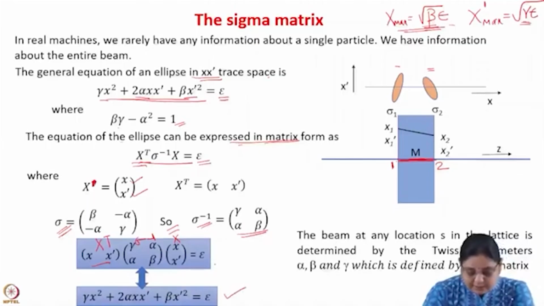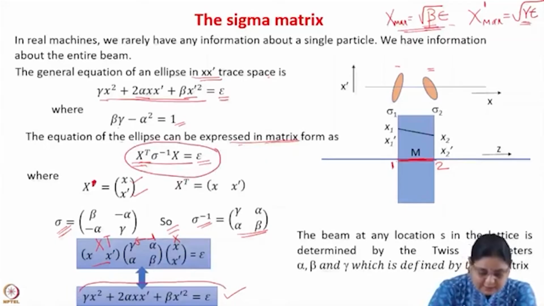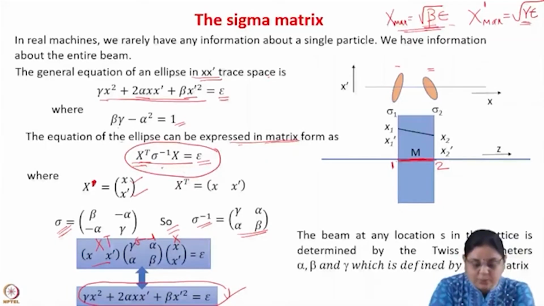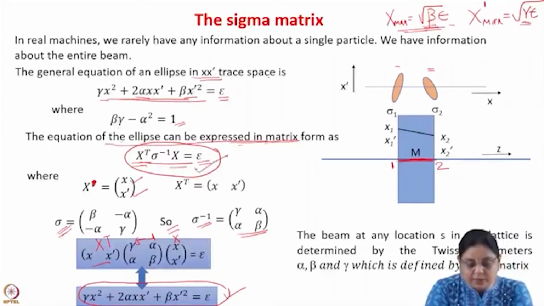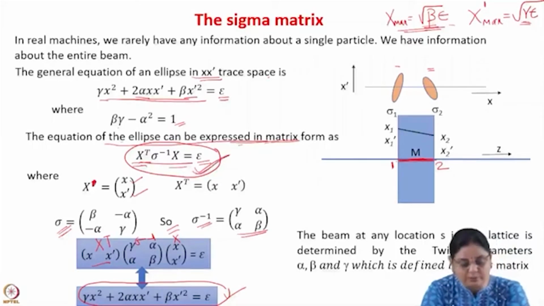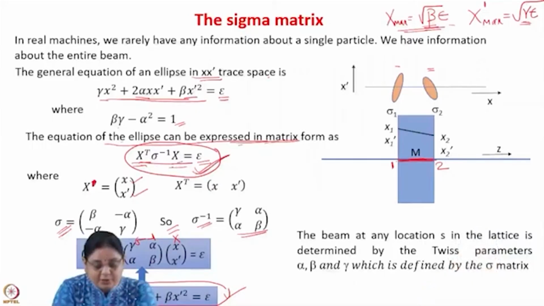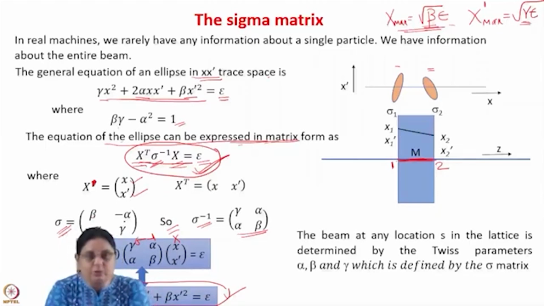So hence these two expressions are identical. The equation of the ellipse can be expressed in the matrix form as this equation, where x is the position coordinate, and sigma is the sigma matrix which is in terms of alpha, beta and gamma. So it is giving you the entire information about the beam.